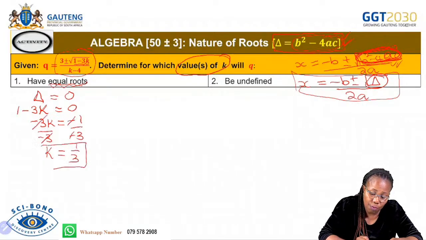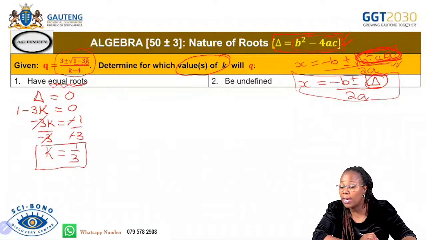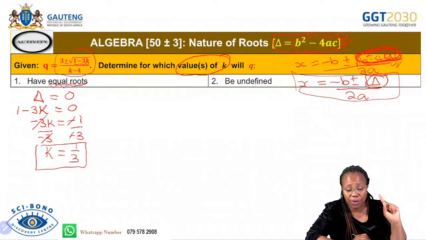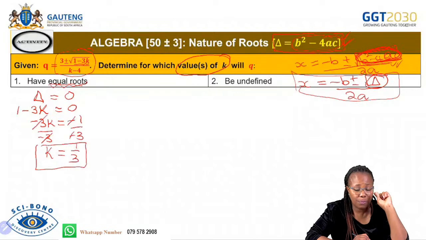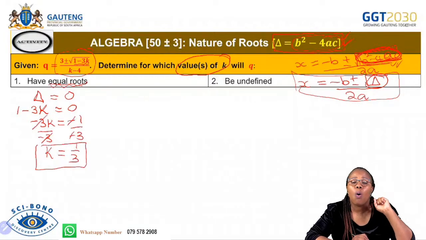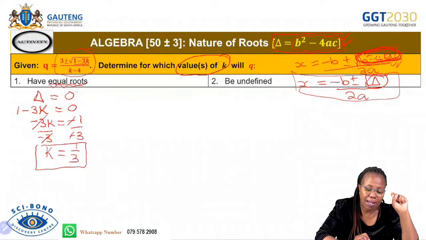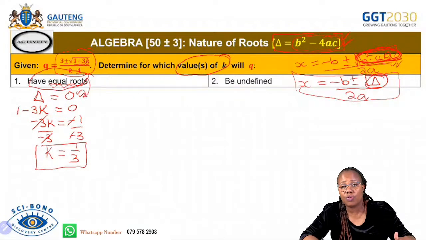So for which values or value of k, we only have one value for k that suits the rules given to us, which is k equals 1 over 3. The important part is the starting point. Look at the given, start from the given, and then it will lead you to the answer.